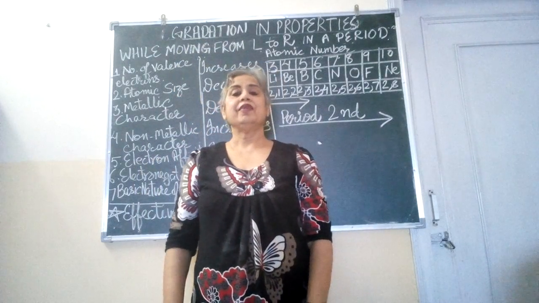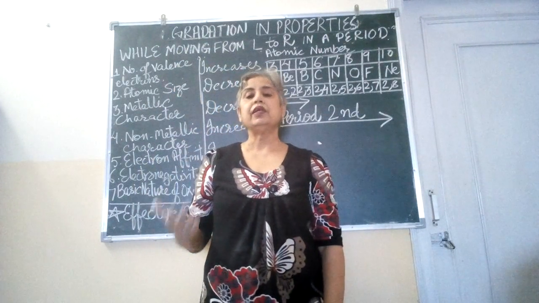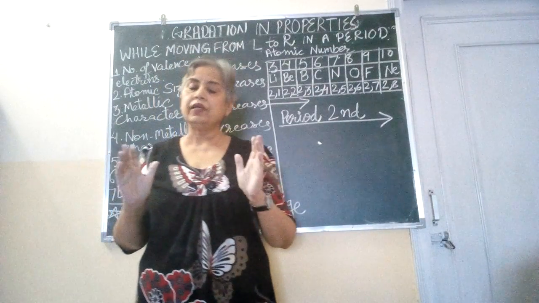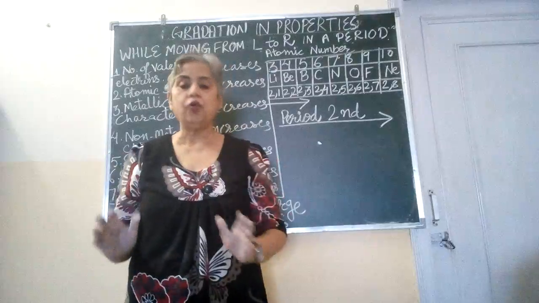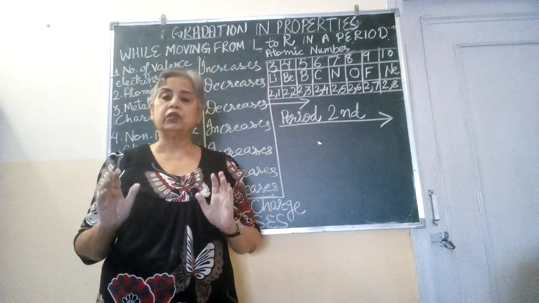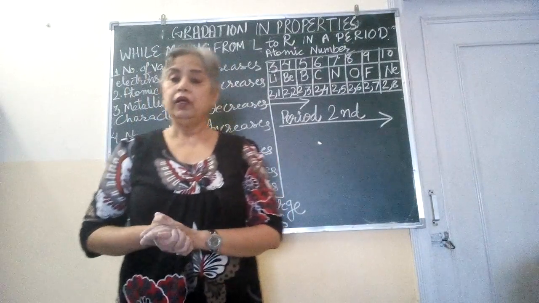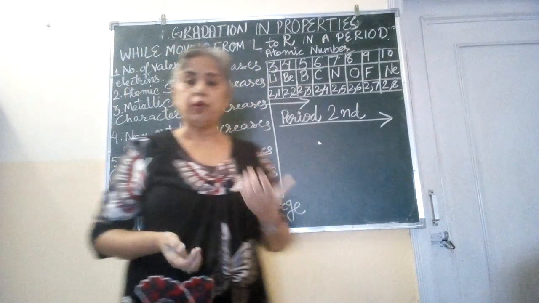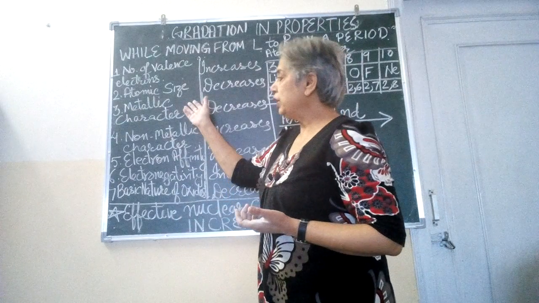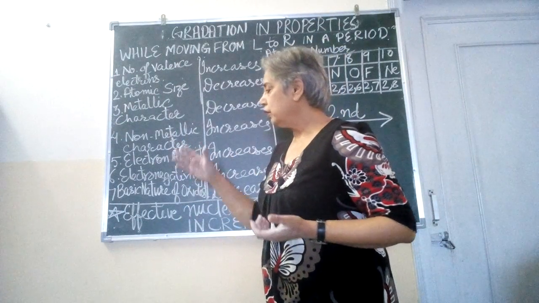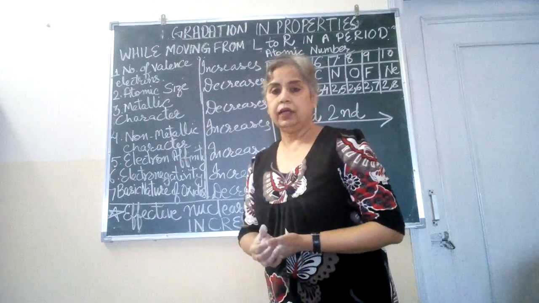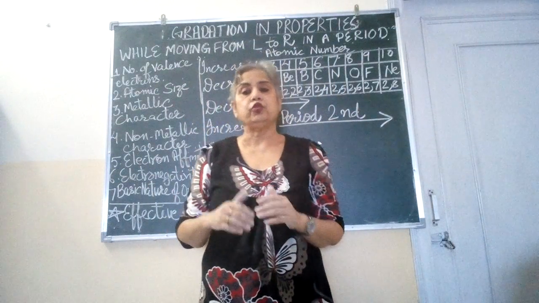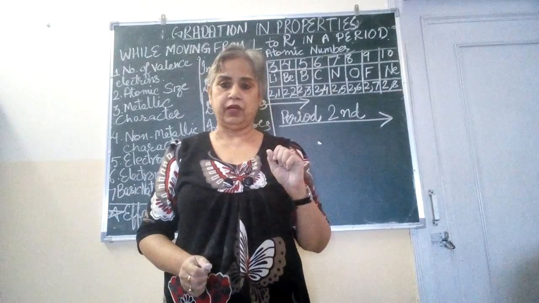Today's topic is variation or gradation in the properties of elements while moving from left to right in a horizontal row, or the period, of a modern periodic table. Now, before we come to this, we should know about certain properties, that is metallic character, non-metallic character, electron affinity and electronegativity. So dear students, metallic character is the tendency of an element to lose electrons and form positive ions.